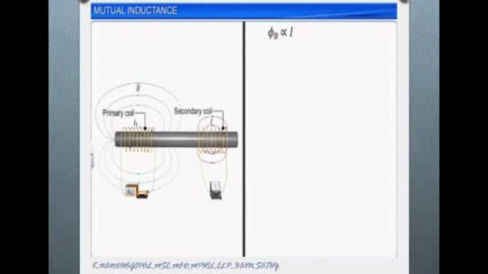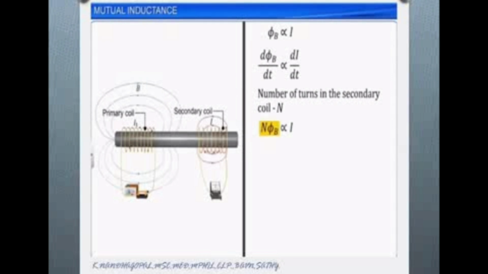The magnetic flux produced by the primary coil is directly proportional to the current I flowing. So the magnetic flux φB produced in the primary coil is directly proportional to the current I in the coil. Differentiating, the rate of change of flux is directly proportional to the rate of change of current, dI/dt. Now there are N turns in the coil, so multiply by the number of turns N. We can write the next equation: NφB is directly proportional to the current I. NφB is called the flux linkage, the amount of flux linked with the coil.